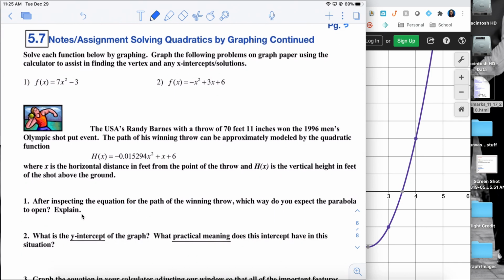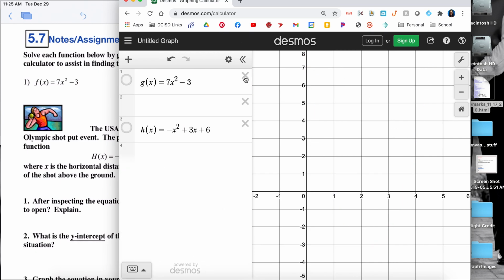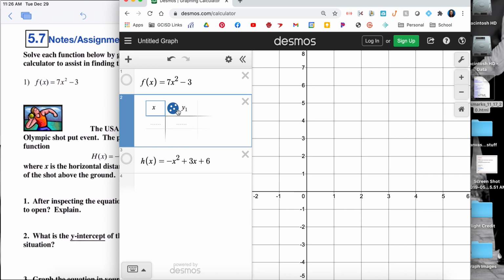All right, so for the top 2 problems, we're going to be using the calculator to answer these questions. It says solve by graphing, and it wants us to graph it on scrap paper. Find your vertex and find your x-intercepts or solutions, okay? I'm going to get rid of these 2 guys. I'm going to type in my first equation as f of x equals 7x squared minus 3. And then I'm going to do the same thing with my table. Add a table. I want it to be x and f of x so that it will give me the points that I want. And since I don't have a graph in particular, I don't really know where that's going to go. I'm going to turn on my graph so that I can see it.